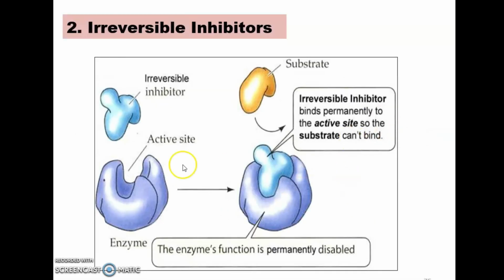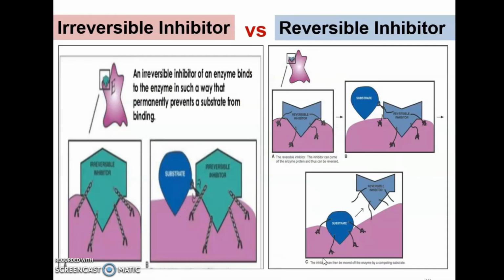Okay. So example here is the active site, here is irreversible inhibitor. When irreversible inhibitor binds, okay, apa yang dia buat? The enzyme function is permanently disabled. Because of what? It will bind permanently to the active site. So permanently substrate cannot bind to the active site. Okay, dia bind secara permanent. Bila dia bind secara permanent, apa jadi? Substrate memang tak boleh nak bind selamanya. Okay, so the enzyme function is permanently disabled.